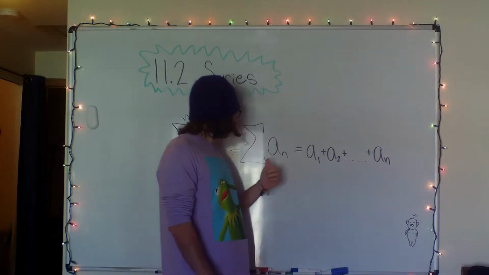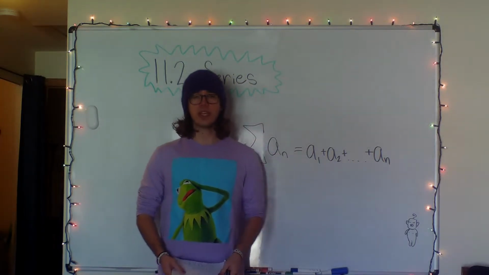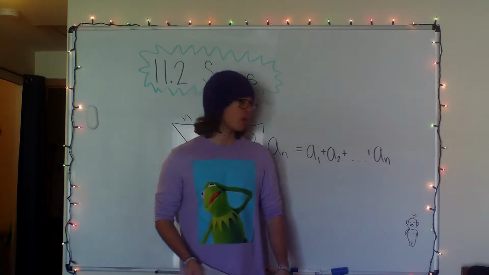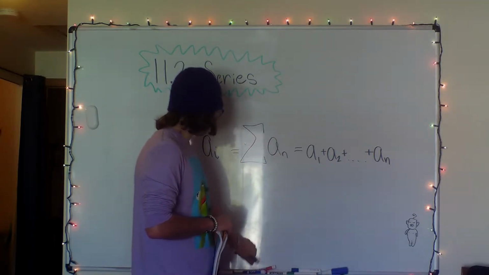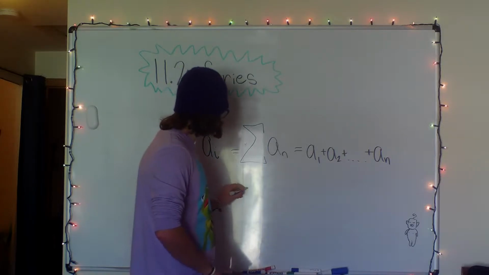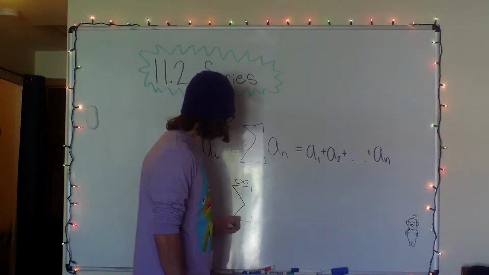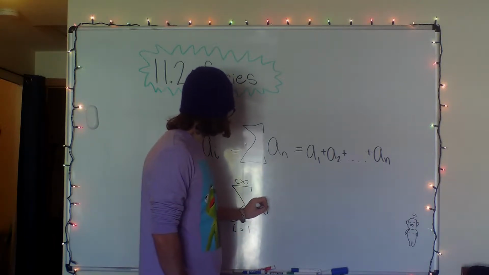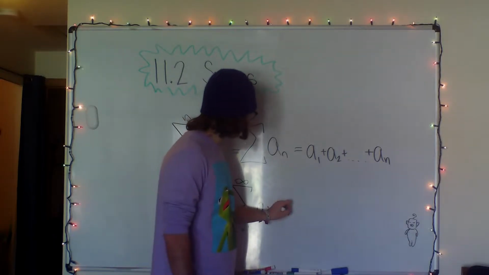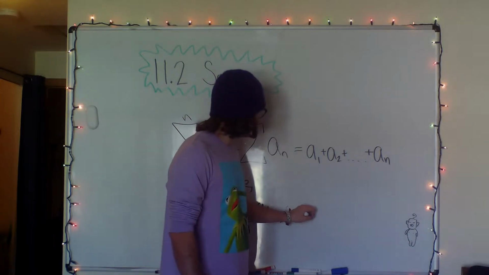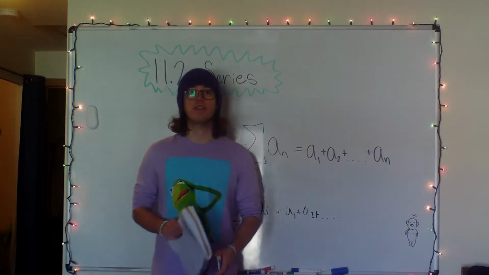So if we go from 1 to n, that's going to add up the first n terms. We can also have infinite sums, denoted the same way, except from i equals 1 to infinity of ai. This means it's going to add up every single term. So a1 plus a2 plus dot dot dot, literally all the way up to infinity.